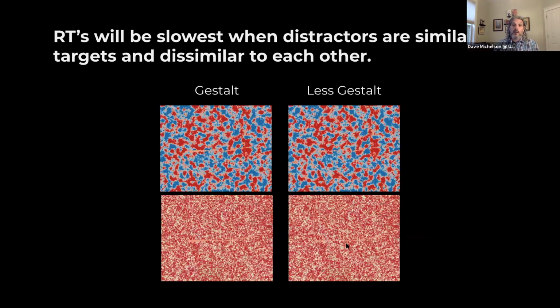As we get into the hardest or the slowest reaction times, this is when the distractors are similar to the targets and dissimilar to each other. It becomes even more pronounced. These contours are really difficult to see, and it's even harder when we get to the less Gestalt. And there were pretty big differences in the reaction time with this less Gestalt.